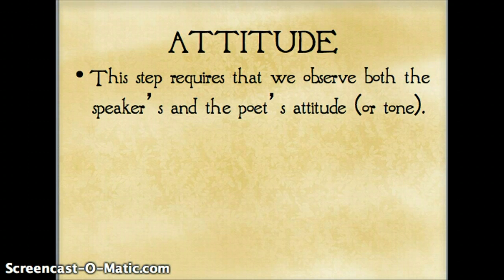We also look at word choice, we look at images, we look at details, and all these things might suggest what the speaker's attitude is toward the subject. And of course, as mentioned before, all of this combines to help us understand the poem better.